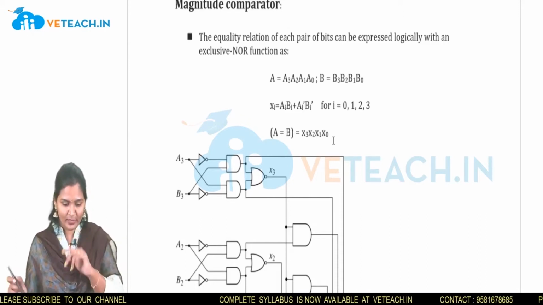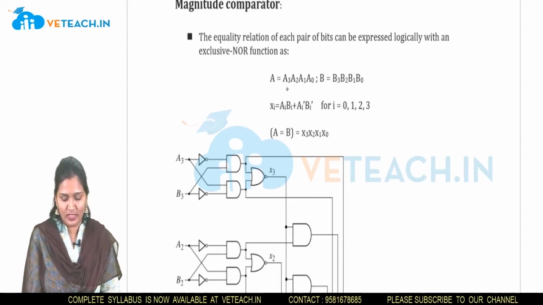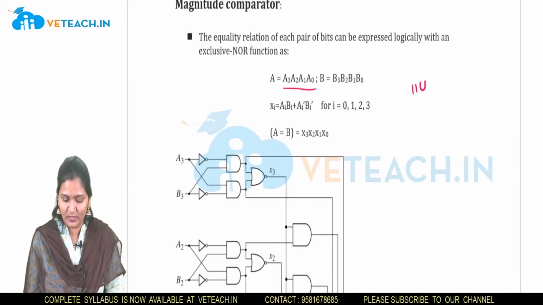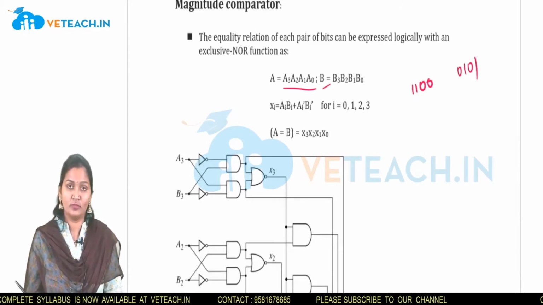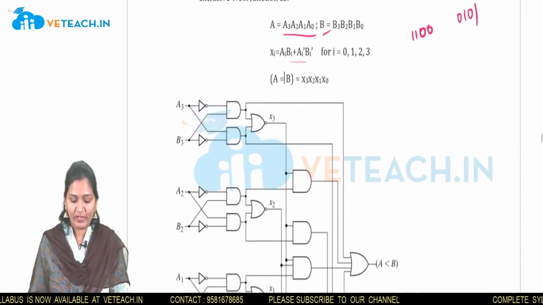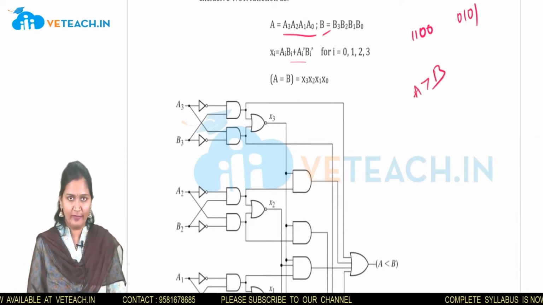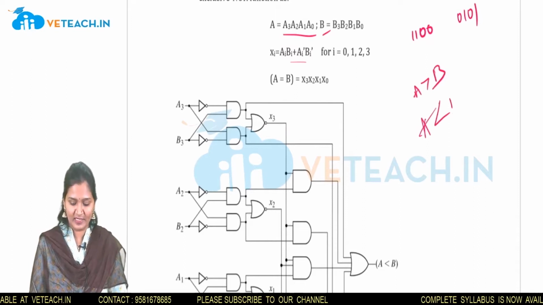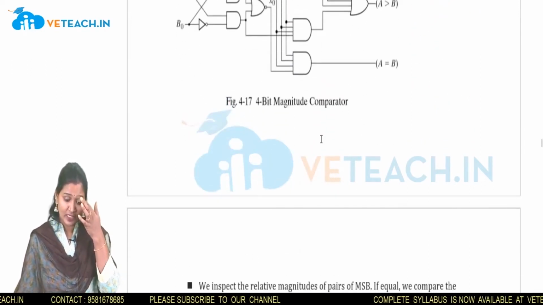In a magnitude comparator, for example, if A is equal to A3, A2, A1, A0, these are the number of bits, like 1, 1, 0, 0, and B is 0, 1, 0, 1. Now we'll compare A and B. There will be three possible cases: either A is greater than B, A is less than B, or both are equal.